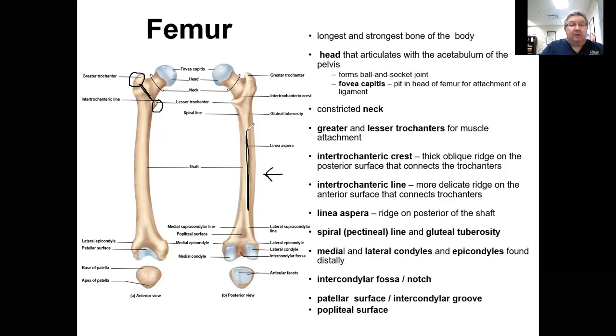All right. Again, the linea aspera is on the posterior portion of the femur. And on the linea aspera, this is an attachment point for muscles. An attachment point for muscles. On the distal end of the femur, so this is the distal end of the femur right here. Again, this is the proximal end of the femur up here. This is proximal, and this is distal right down here.